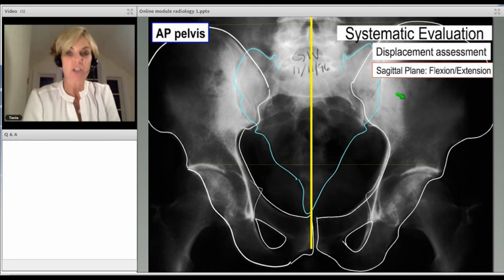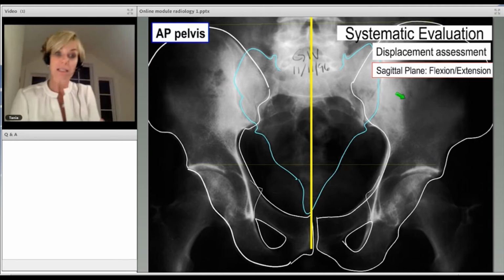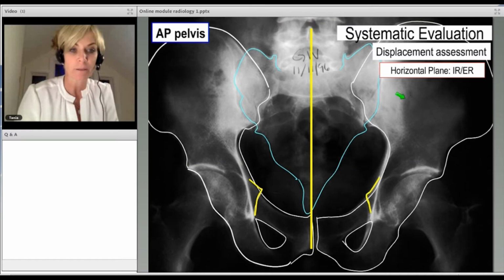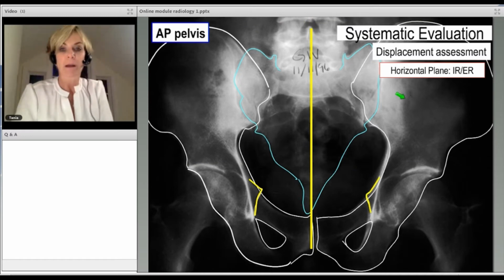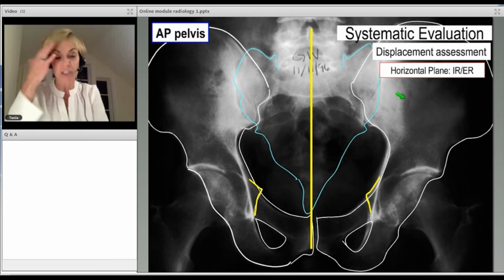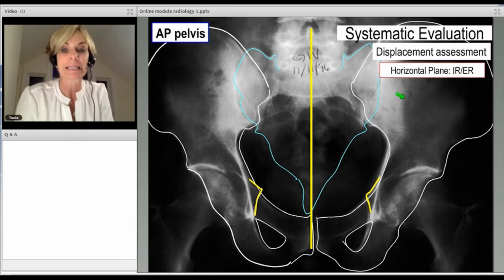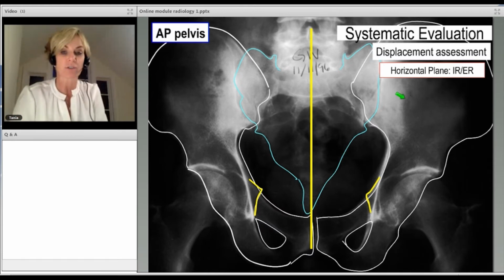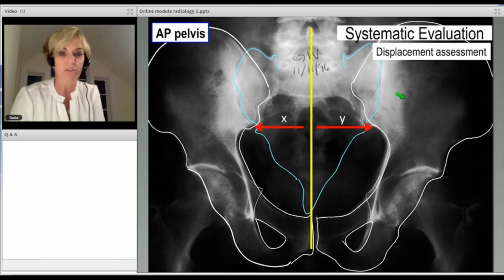So I look for sagittal plane rotations, and I think that's best evaluated on the AP pelvis here. Then I look at the ischial spines and their volume and their profile to indicate any kind of horizontal plane rotation. A difference side to side might indicate an internal or external rotational deformity with respect to the contralateral side.